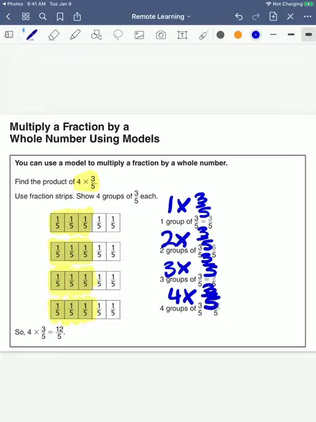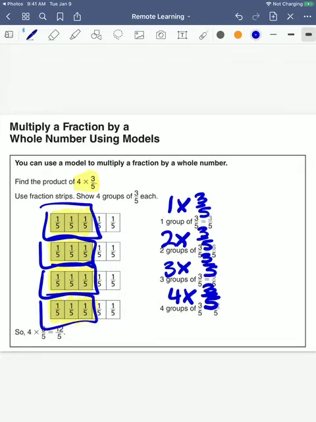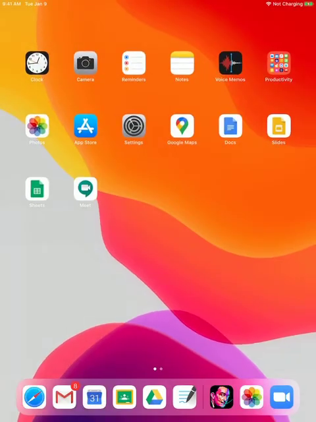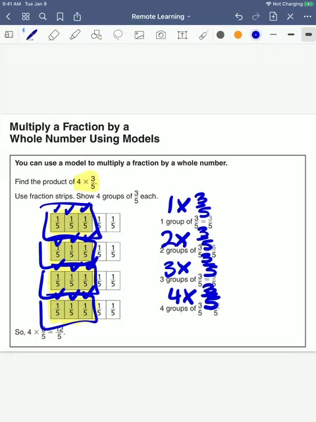So if I count up all of the fifths that I have, that would be the answer to 4 times 3/5 because I've taken 1, 2, 3, 4 times 3/5. So I'm going to count them up. 1, 2, 3, 4, 5, 6, 7, 8, 9, 10, 11, 12. Oops. So that means my answer is 12/5.